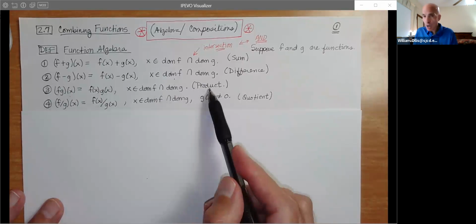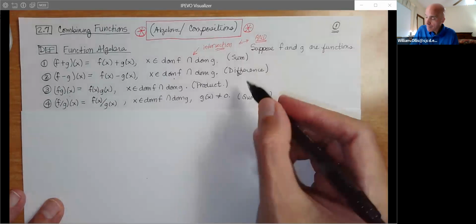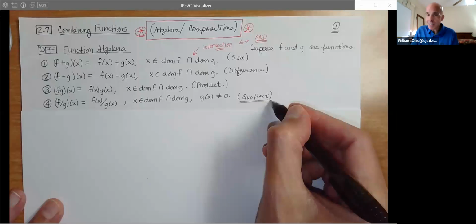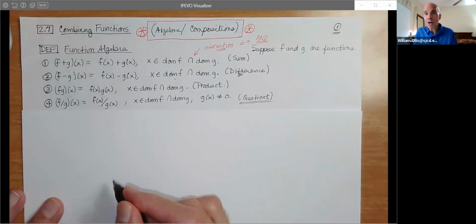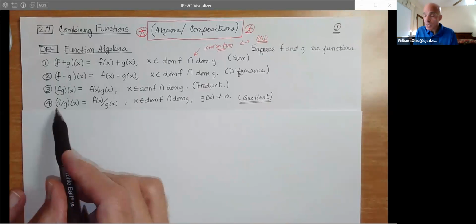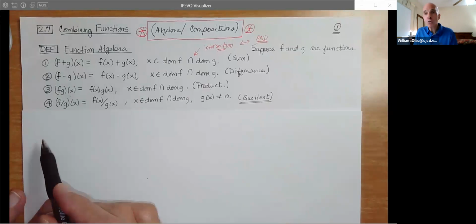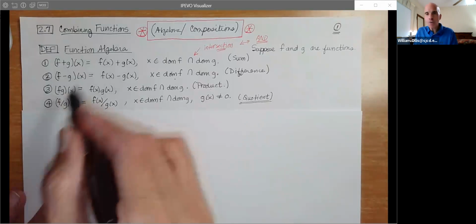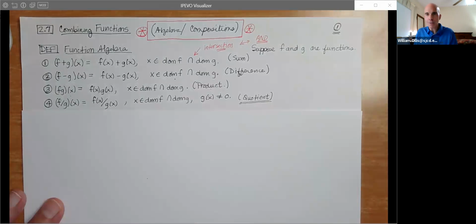And then we call that the product. The quotient, we're basically thinking of a fraction or a ratio of two functions. We'll say F over G, the quotient of F and G. Again, we define new functions from old functions, so to speak.